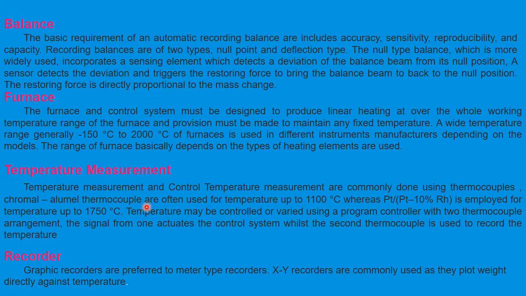Next is temperature measurement. We have a thermocouple to control temperature. If we use a chromel-alumel thermocouple, we can achieve temperatures up to 1100 degrees. If we use a platinum-ruthenium thermocouple, we can go up to 1750 degrees Celsius. Finally, we have an XY recorder.